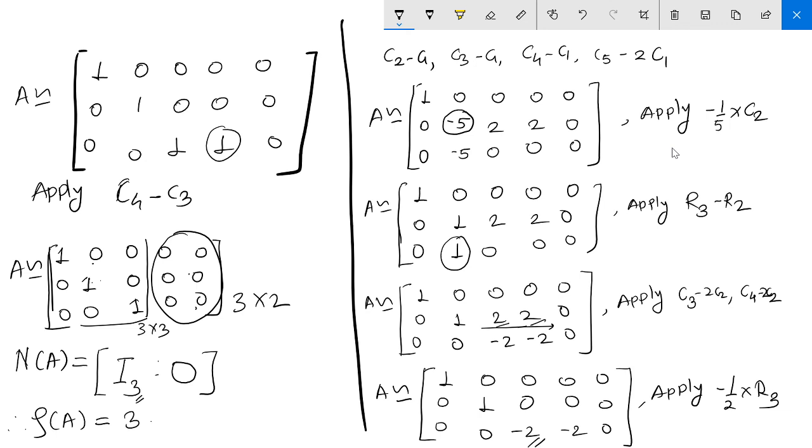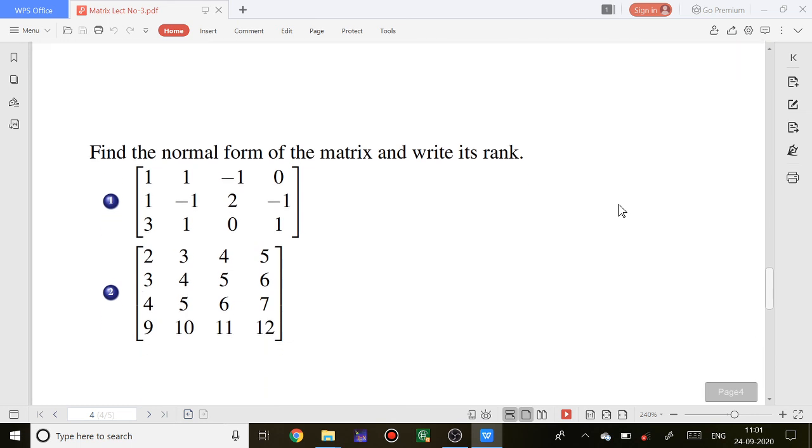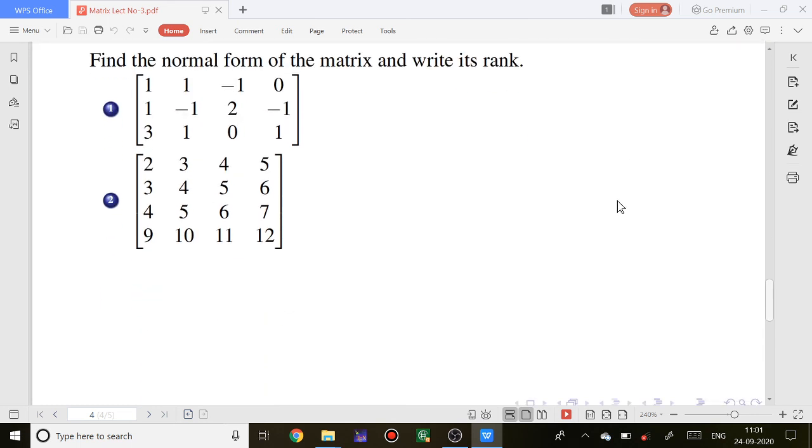So this is how the normal form of a matrix is evaluated by simultaneous row and column transformations. There are a few examples for homework. Please go through them to understand the concept.